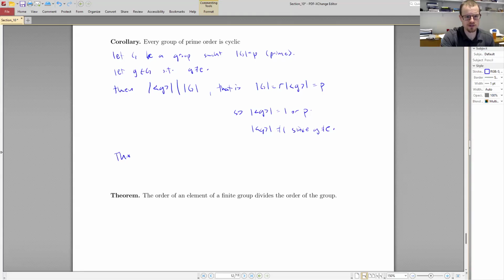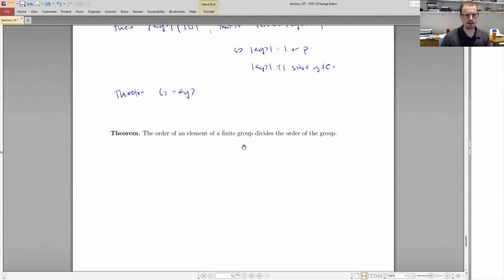Therefore, G is generated by g. So G must be a cyclic group. So that's really interesting to see, right? Every group of prime order is cyclic. It must be cyclic. All right.